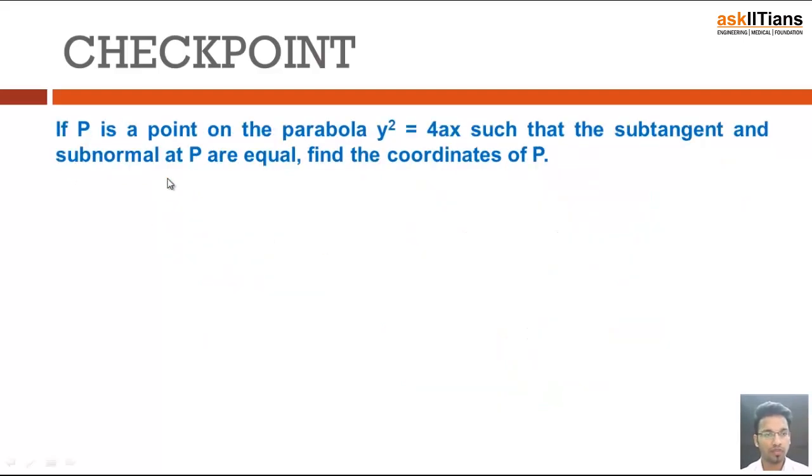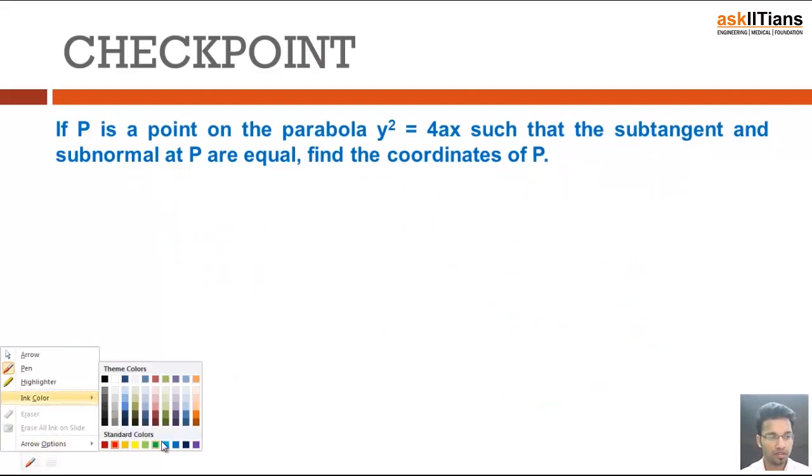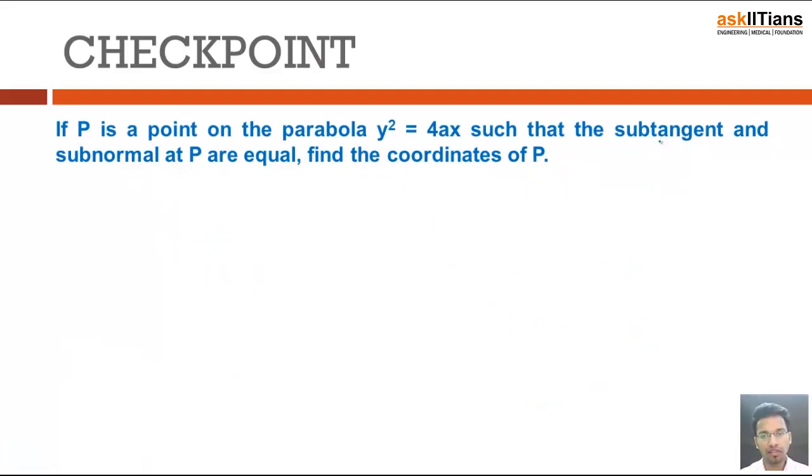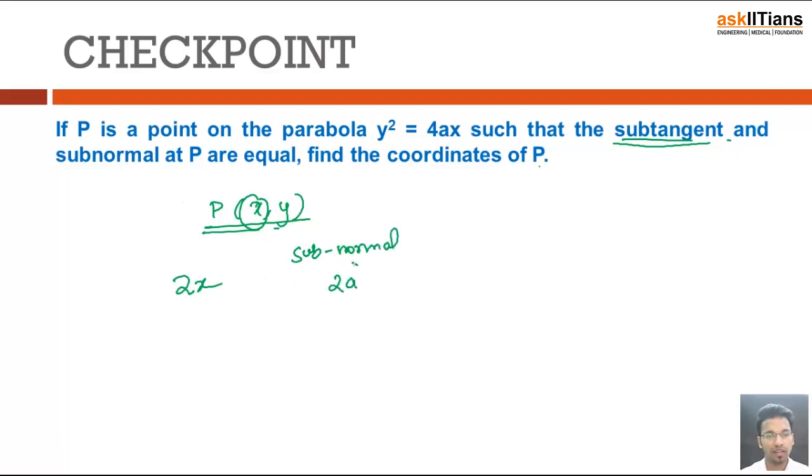Let's look at the next question. It says if P is a point on the parabola such that the subtangent and subnormal at P are equal, find the coordinates of P. Now if you draw it, it will take some time, but if you remember from the subtangent part, if I represent P as x comma y, we have learnt that the subtangent is twice the abscissa of that point, that is the x coordinate, and the subnormal will be the semi-latus rectum, that is half of the latus rectum, that is 2a.